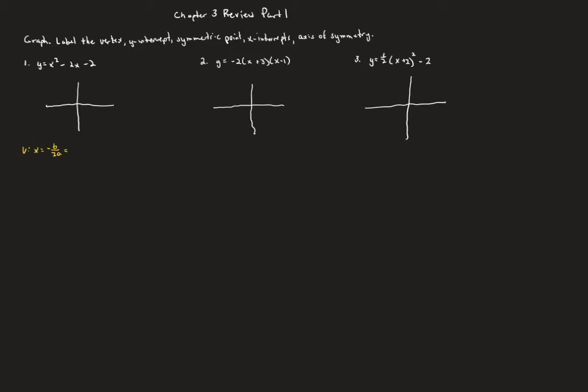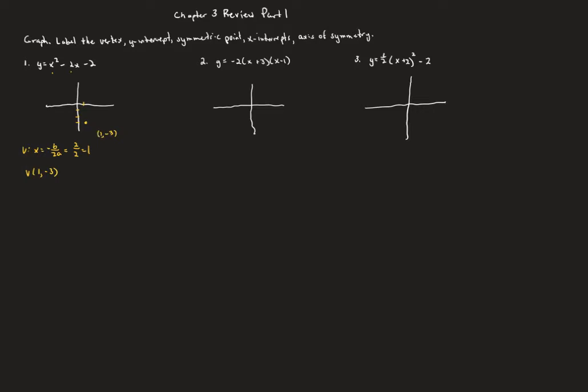So negative b will be the negative of negative 2. 2 times a will be 2 times 1. So that's going to make the x-coordinate of the vertex be 1. To find the y-coordinate, we're going to plug it in for x. So that'll give us 1 squared is 1, minus 2 is negative 1, minus another 2 is negative 3. So we'll go to 1, negative 3, and we'll label that.